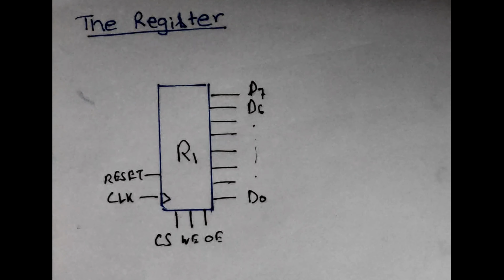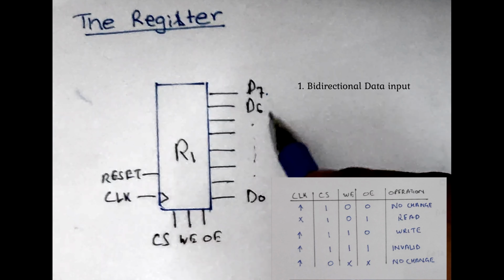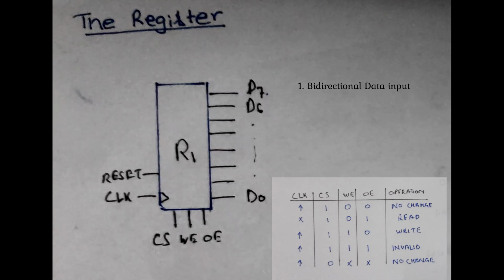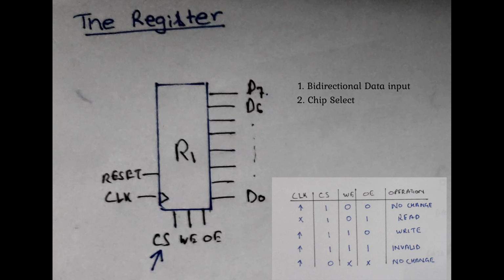It should have bidirectional data input lines. The same data bus should be used to both read and write data. It should have a chip select signal. All operations can be done only when chip select is 1. Otherwise, the data bus should be tri-stated.